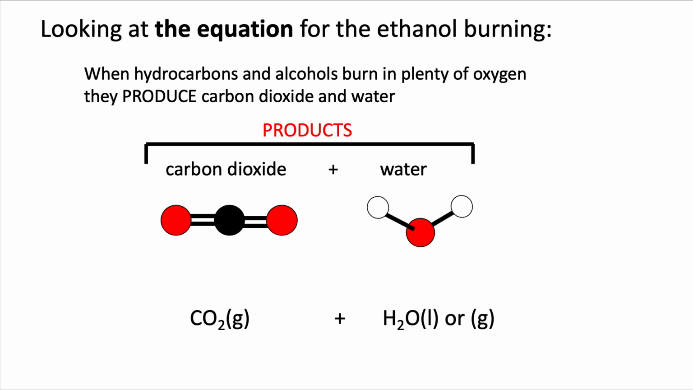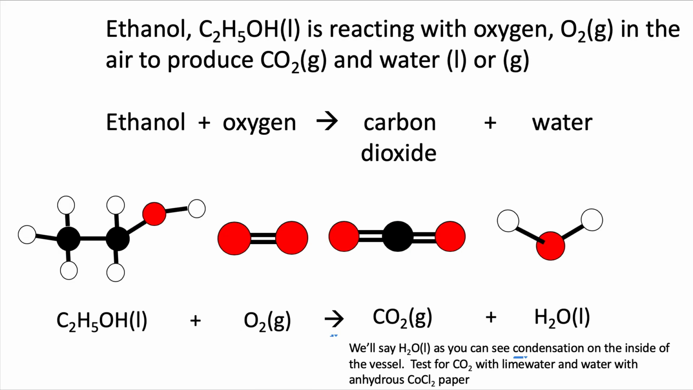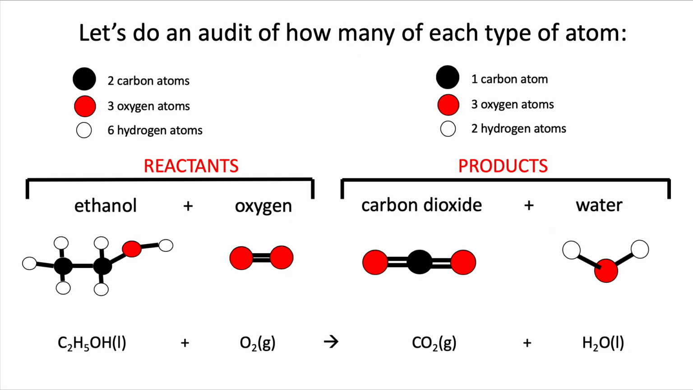This is a slide you might want to come back to look at. And so we can write the equation in words, and underneath it draw the molecules. All covalently bonded, these are all non-metallic elements that are here. And what we're doing is an audit of how many atoms you've got in the reactants, how many atoms you've got in the molecules in the products.